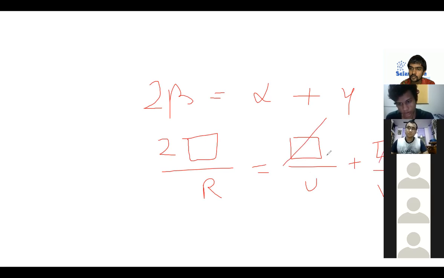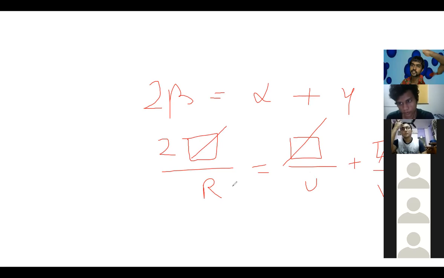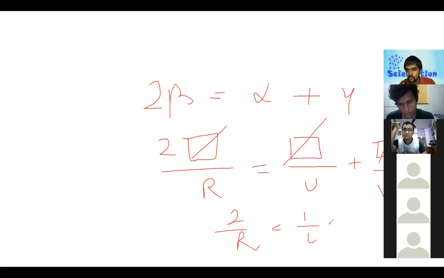The vertical height, from the point where the light is hitting the mirror till the pole, is getting cancelled. So I'm getting 2 by R is equal to 1 by U plus 1 by V. Now, but half of the radius, you say that it is the focus.